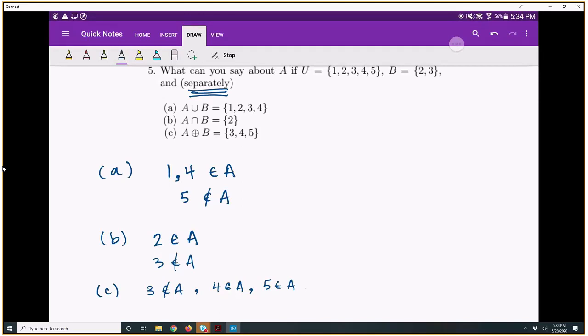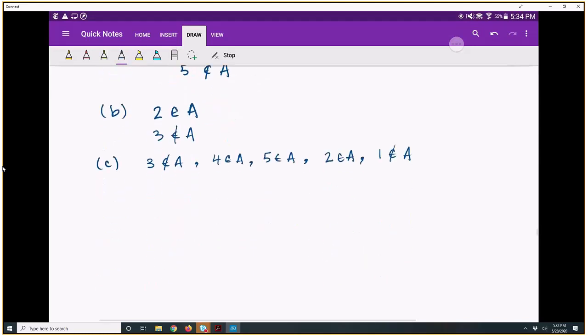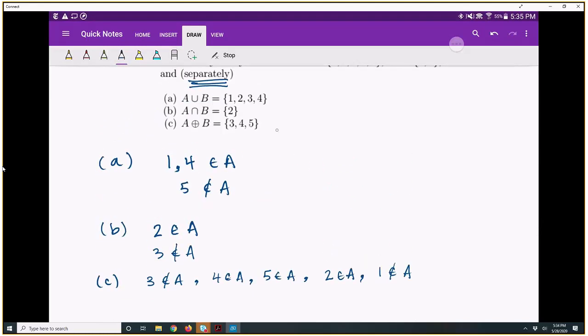In fact, I guess we do know. 2 is in A because it gets removed. That means it's in the intersection. And 1 is not in A. So it seems like the symmetric difference problem actually gave us the most information.